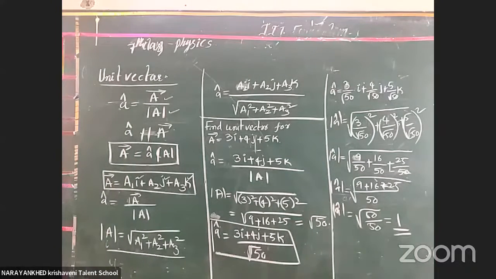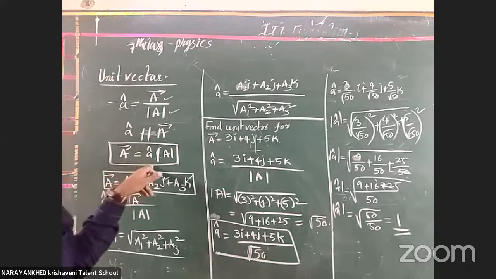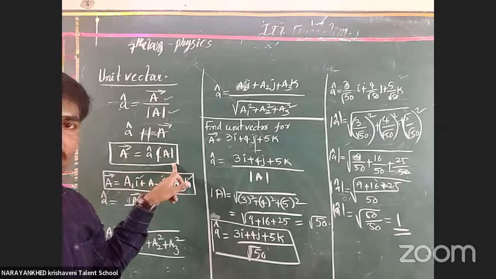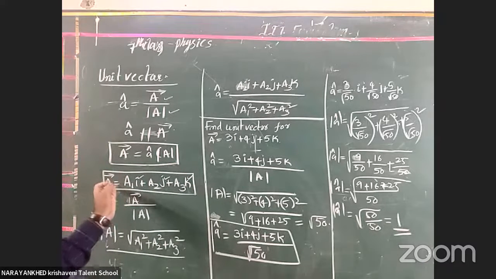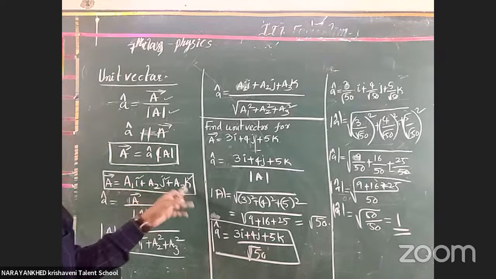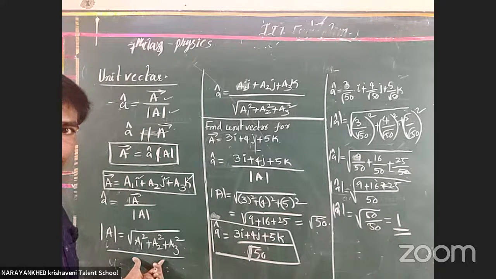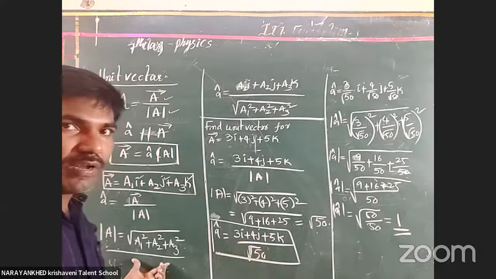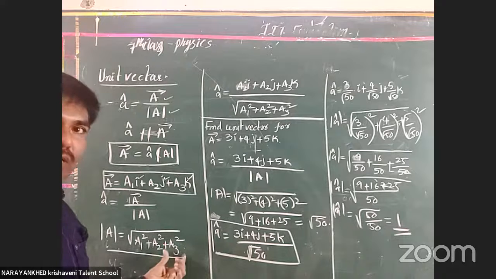I hope you got it here. We have to write A bar is equal to A cap into mod A. That is also given to us. Otherwise, it can also be written as A bar is equal to A1 i plus A2 j plus A3 k. How to find the modulus for a given vector? The modulus is the square root of A1 square plus A2 square plus A3 square.